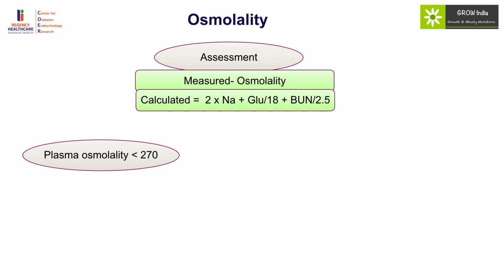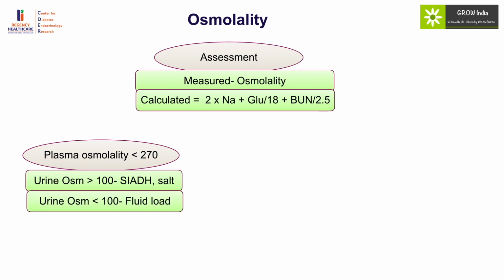Plasma osmolality levels less than 270 are confirmatory of hyponatremia. In this situation, one would expect the urinary osmolality to be low. But if there is urinary osmolality which is more than 100, there is a possibility that there is abnormalities as far as SIADH or a salt loss is concerned. While if we have appropriately dilute blood and dilute urine, it indicates fluid load.